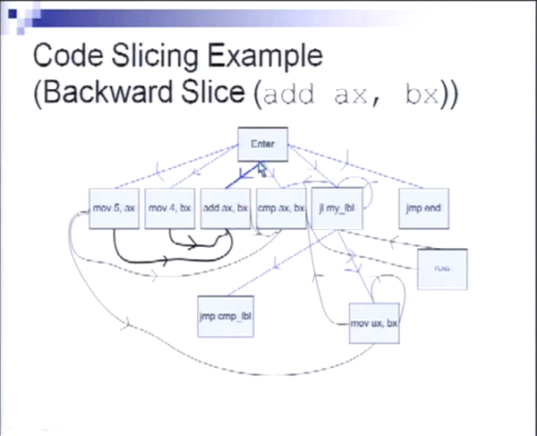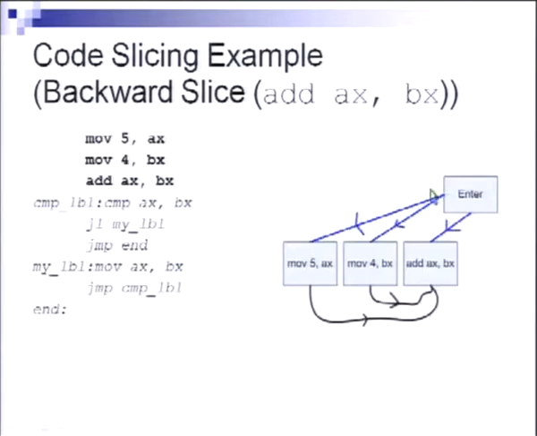First we follow the edges backwards, all the edges backwards. And then in the next step we do a backward slice of all the instructions that were reached from the previous step. Now we don't have anywhere else to go backwards from, so we can stop, and this is a backward code slice of add AX, BX from this example. The bolded part would be the actual slice itself.